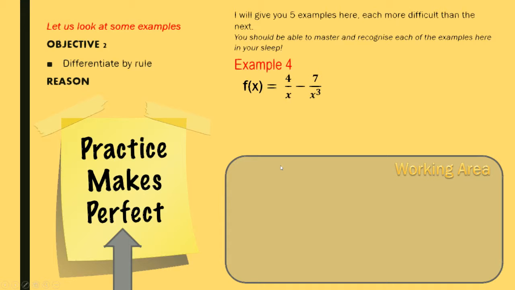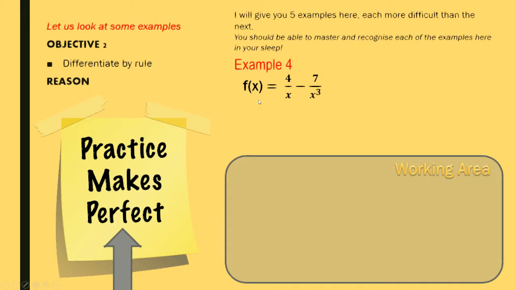The difficulty in these next two examples is going to come from your work with indices, which you should already have covered as well. You'll notice that I've got f of x here instead of y. I'm going to show you the other notation that you see for differentiation. Instead of y, we'll have a function of x, and y is just another way of representing a function of x. So f of x equals 4 over x minus 7 over x cubed.